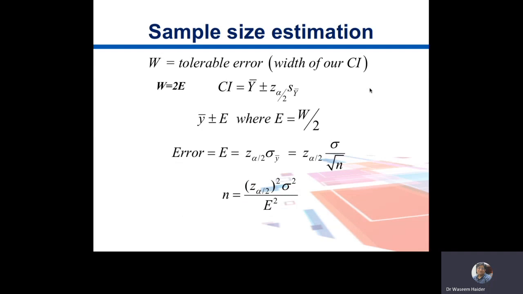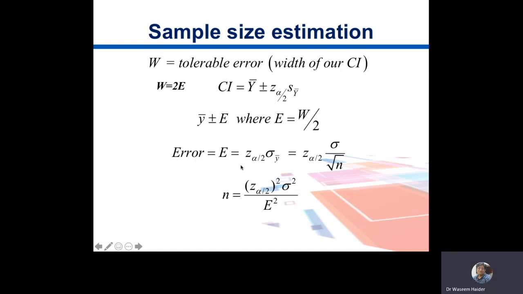So we got W, which is equal to 2 times E, and we also call it the tolerable error. The confidence interval is given by y bar plus or minus z alpha by 2 into s y bar, and we can replace this part with E, where E is equal to W by 2. So we can say the confidence interval is equal to y bar plus or minus E, where E is equal to W by 2.